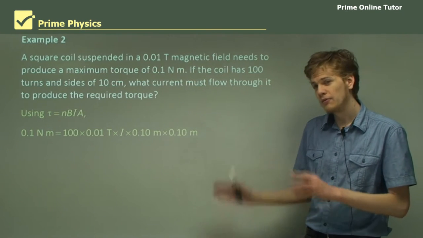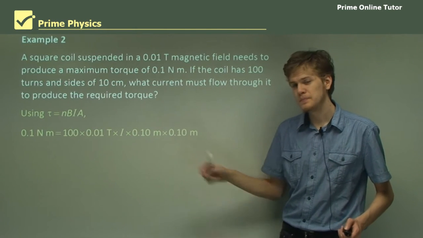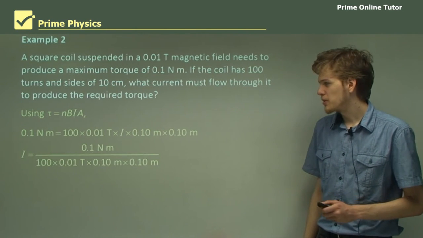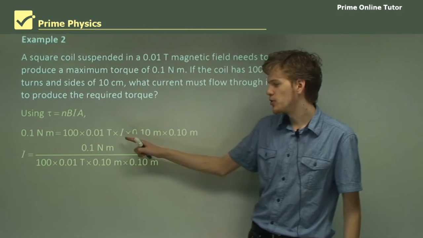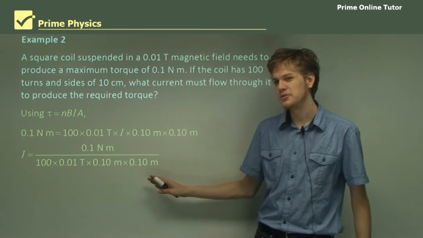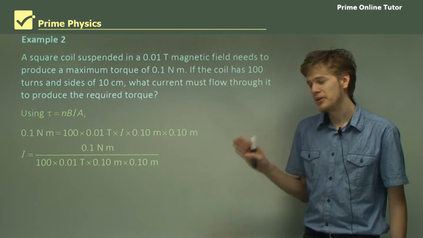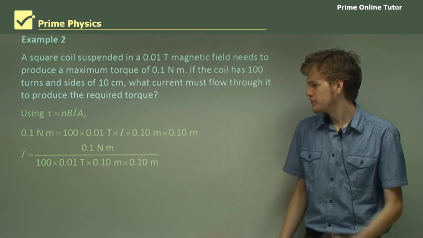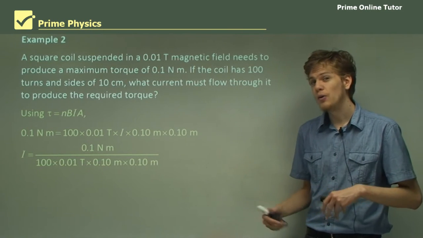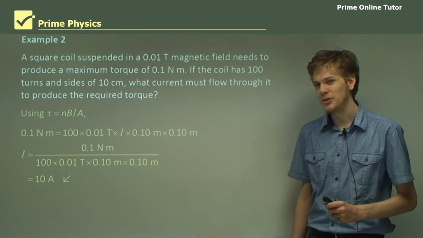So, carefully putting these into a calculator and making sure that we have our measurements in meters, we can get an expression for I that looks something like 0.1 over 100 times 100th times a tenth times a tenth, right? And if you're very careful and you evaluate it all out, you'll end up with 10 to the power of 1, 10 amperes.